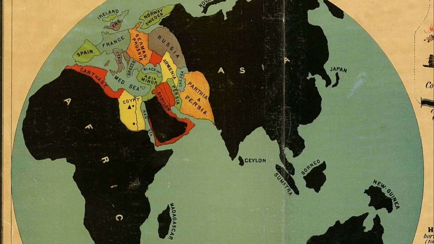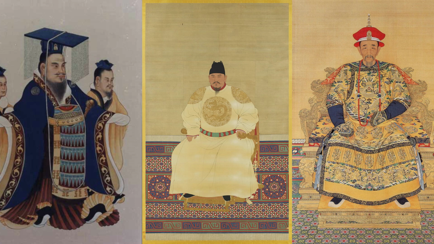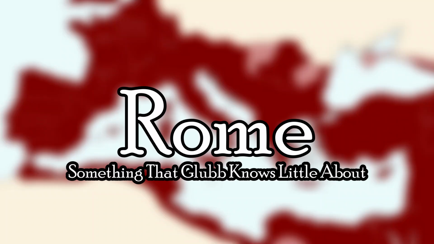A final note before we discuss the Romans. The list Glubb gives is heavily Eurocentric, with 6 of the 11 states being European, and the remainder being from the Near East. China and India are completely ignored. The Han, the Ming, and the Qin dynasties outlasted his 250-year average, alongside many other Asian and African empires.